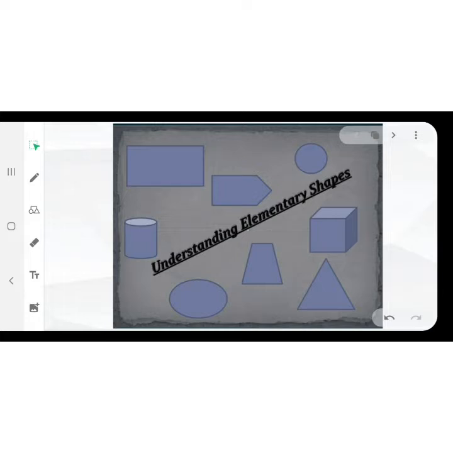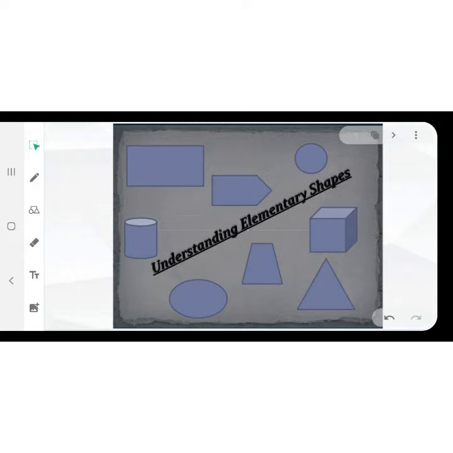Now starting with the chapter Understanding Elementary Shapes. Here we are going to start a few of the elementary shapes, as you can see in the first picture, that is rectangle, cylinder, circle, cube, triangle, oval. So these are the different shapes. These are elementary, meaning basic shapes.